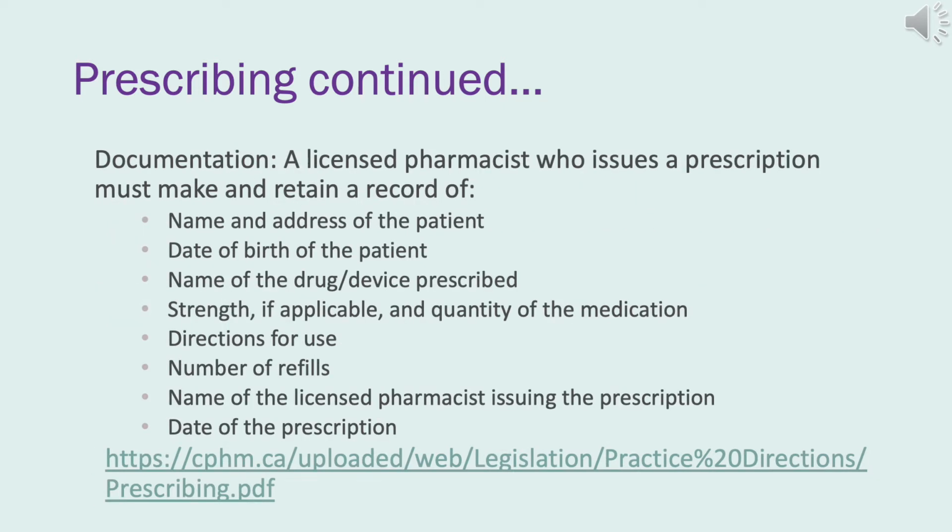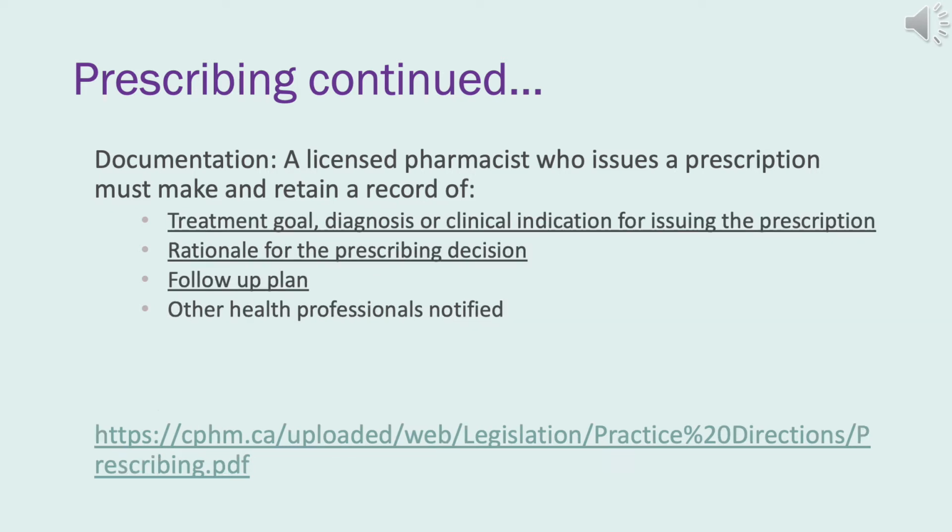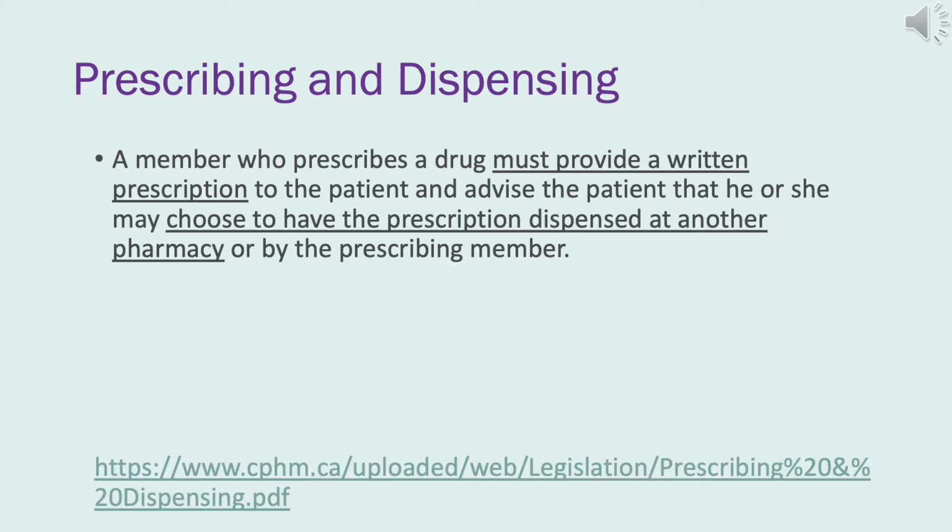What documentation is required, you ask? Pharmacists must maintain a record of the patient's name, address, date of birth, drug or device prescribed, strength, quantity, directions for use, refills, name of the licensed pharmacist, and date of prescription. Pharmacists must also document the treatment goal, diagnosis, or clinical indication, rationale for prescribing decision, follow-up plan, and the other health professionals notified.